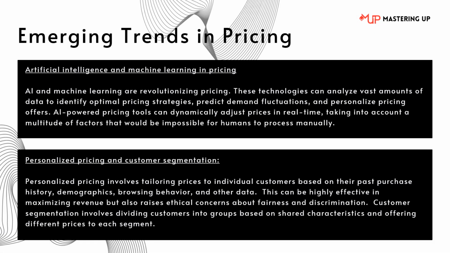A few key emerging trends in pricing include artificial intelligence and machine learning in pricing. AI and machine learning are revolutionizing pricing. These technologies can analyze vast amounts of data to identify optimal pricing strategies, predict demand fluctuations, and personalize pricing offers. AI-powered pricing tools can dynamically adjust pricing in real time, taking into account a multitude of factors that would be impossible for humans to process manually.